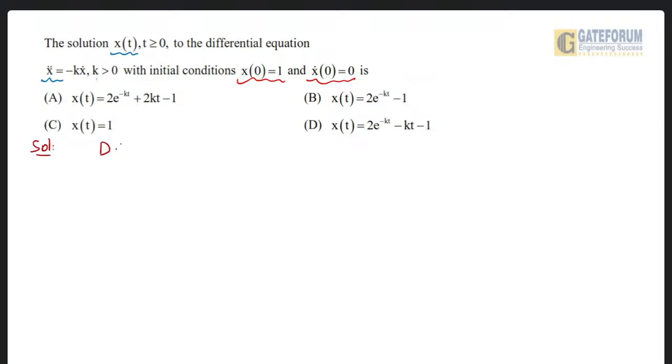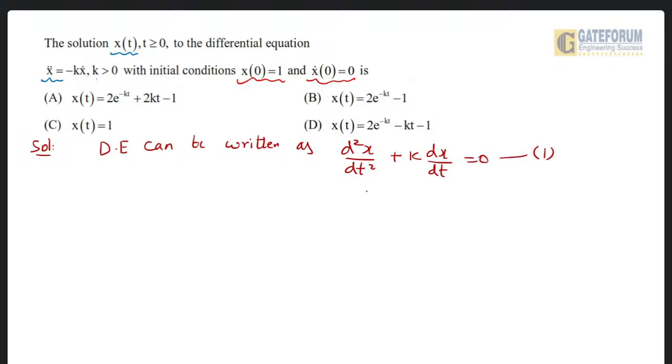Differential equation D can be written as: one dot means first derivative with respect to t, two dots means second derivative. Bring all the derivatives including the dependent variable to the left side. So d square x by dt square plus k times dx by dt is equal to 0. This is equation 1.